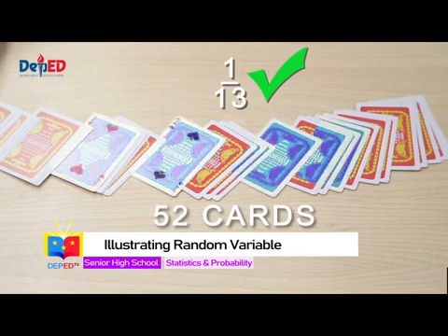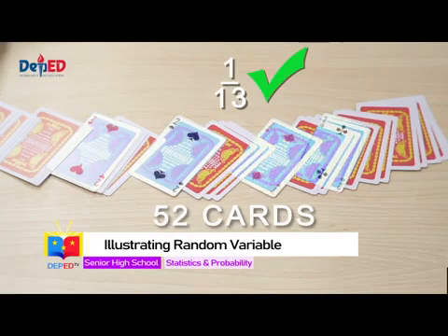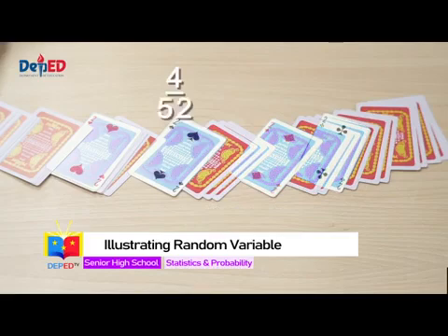2 of hearts, 2 of spades, 2 of diamonds, and 2 of clubs. Then, the probability of getting a 2 is 4 out of 52. Note that fractions are always written in simplest terms. Thus, 4 out of 52 will be written as 1/13.